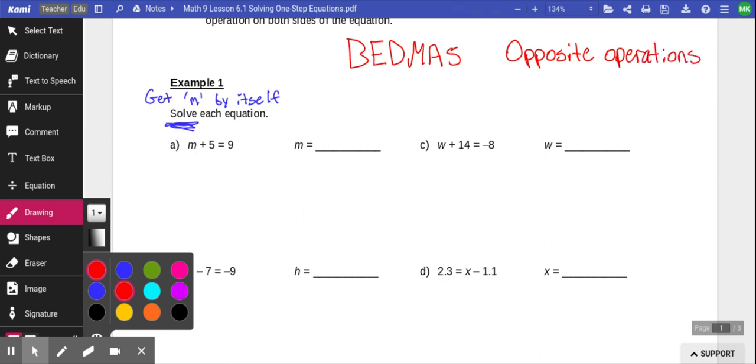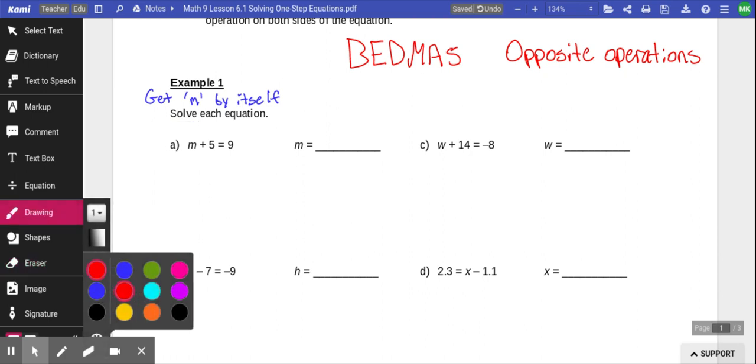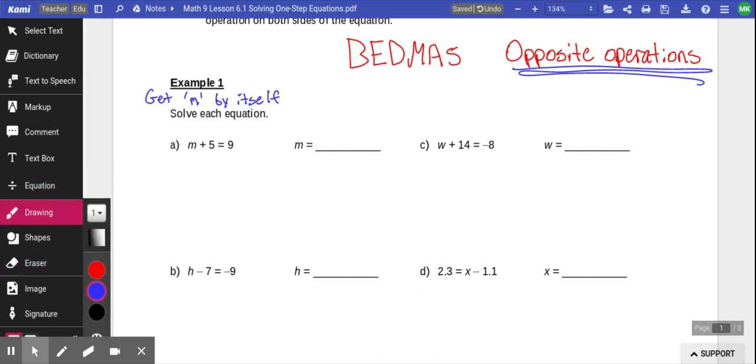So my goal, when I look at this equation, is to somehow get m on one side of the equal sign all by itself. Currently, I have a plus 5 that is being attached to that m. I need to move that plus 5 to the other side. The way that I move something is by doing the opposite operation to it. So if I wanted to move that 5 to the other side, instead of plusing 5, I need to minus 5. And that would cancel itself out and get rid of the 5.